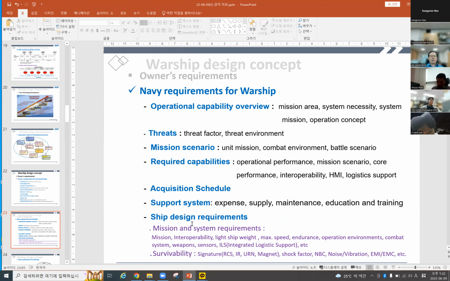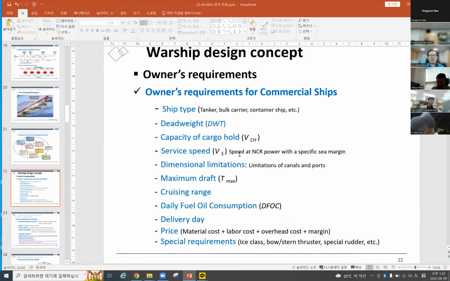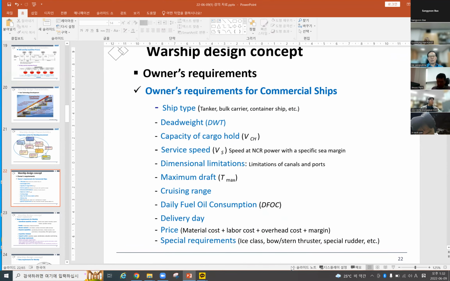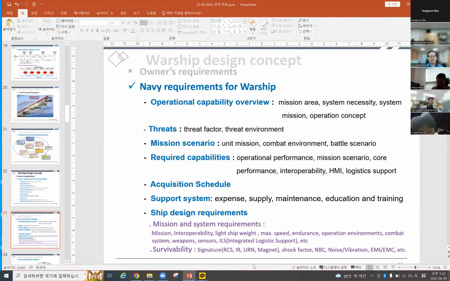All these operational capability components are merged into the ship design requirement. Mission and system requirements: mission, interoperability, payload weight, maximum speed, endurance. Endurance means the cruising range in commercial ships. Then operation environments, combat system, sensors, IRST, etc., and survivability. I'll explain survivability afterwards: signature, shock factor, magnetic, noise and vibration, EMC.